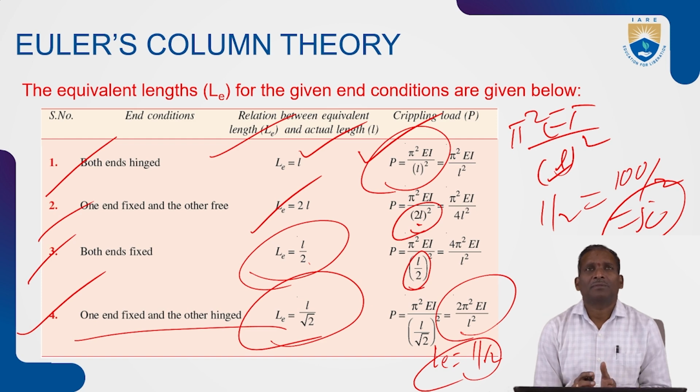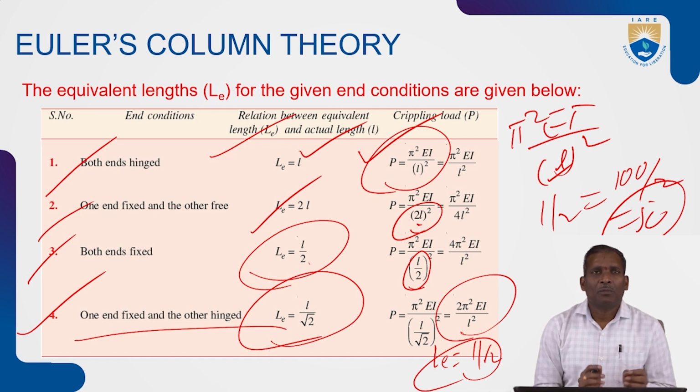So Euler's column theory is derived on some assumptions, and it also depends upon the nature of the end condition of the column. While problem solving, we will discuss all these things again.